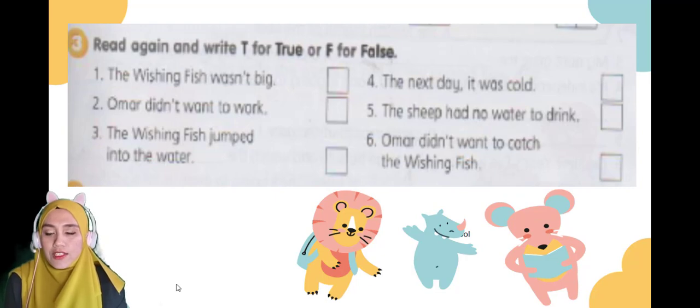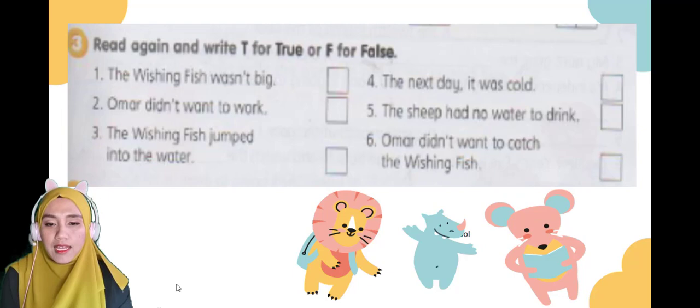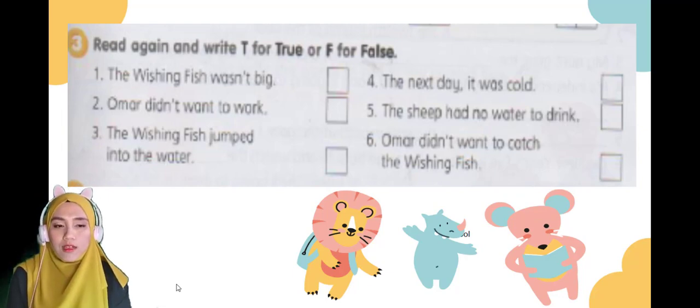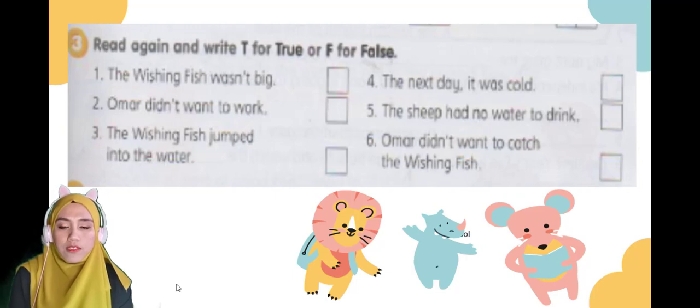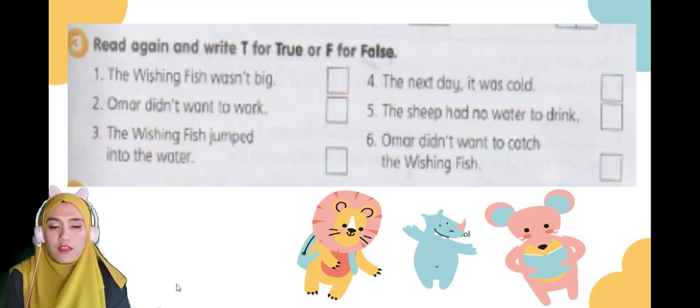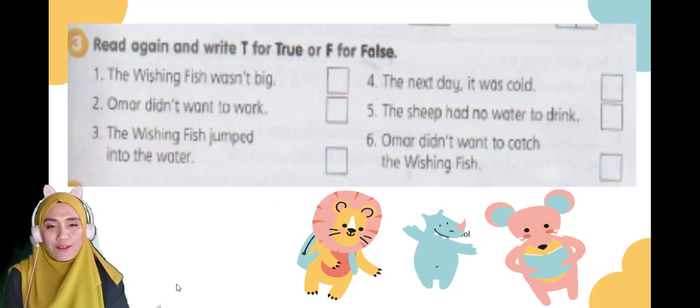Number 3. The wishing fish jumped into the water. True or false? Number 4. The next day it was cold. True or false? Number 5. The sheep had no water to drink. True or false? And the last one, Omar didn't want to catch the wishing fish. True or false? Now you have 10 seconds to complete this exercise.